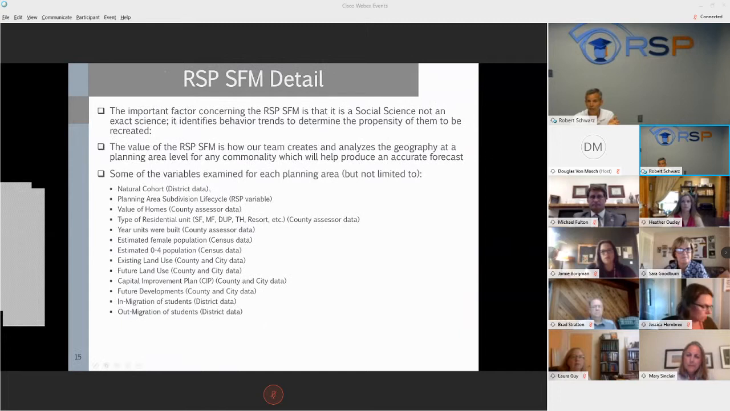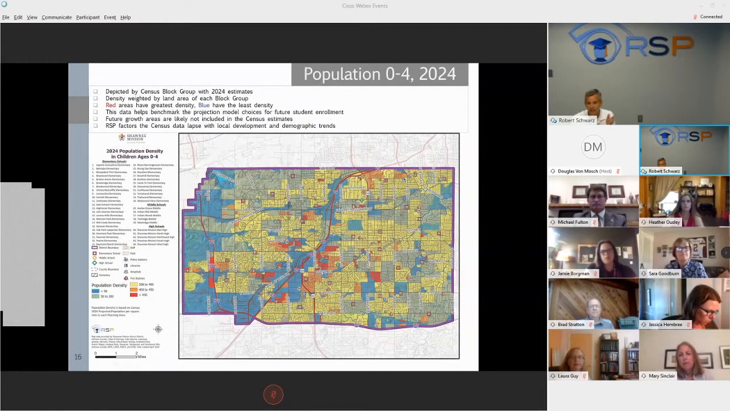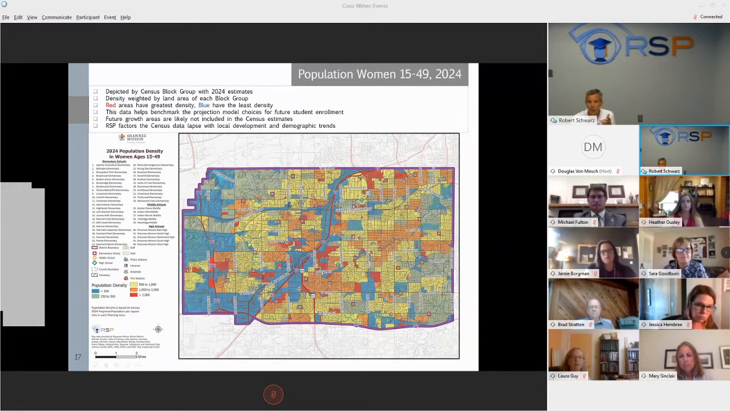Here on page 15, this is a short list of some of those data sets that we were looking at to try to understand what the future may have in store for your school district. We look at census data, so when you look at page 16 and page 17, you'll see some visuals where we're trying to understand where children may be in 2024 or where females are, because where females are and the age of those females are a direct indicator of what we could see for future children in those future years. And when we show the orange and red areas, that's where it's the greatest density. As we radiate down to those greens and blues, the least density.